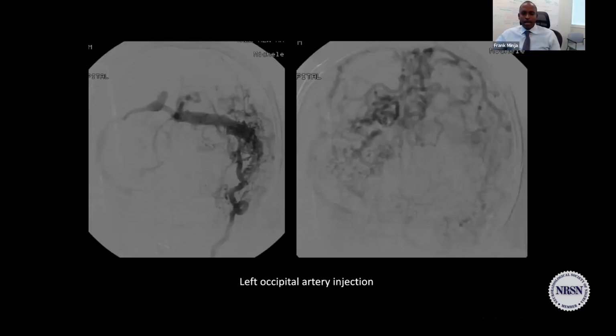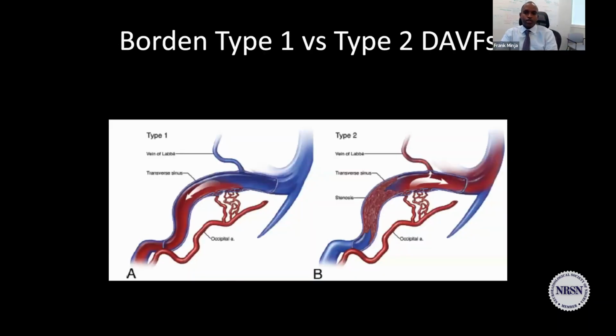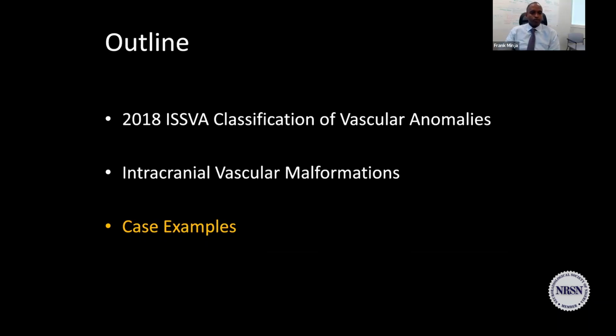That's really the only thing that we need to give them from a diagnostic neuroradiology perspective. So again, going back to our case, you would ask yourself what kind of Borden type dural AV fistula you're dealing with. Most likely here we're dealing with a type 2 Borden classification, as we described before.